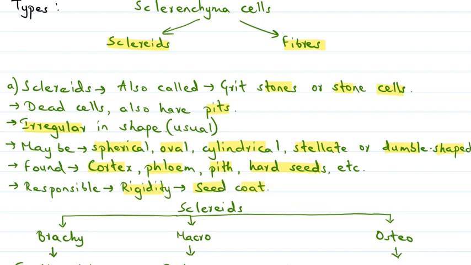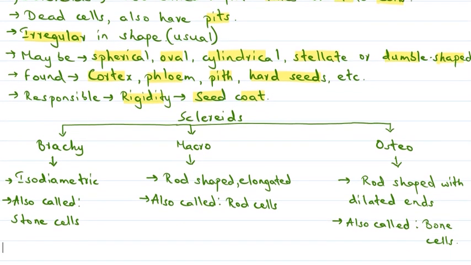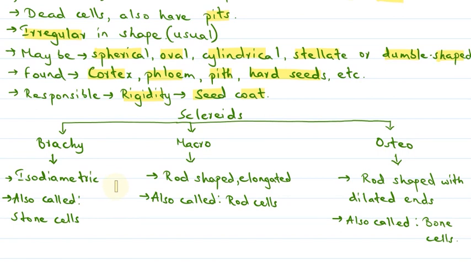Then we further studied that these sclerites can again be divided into three types, and this division is based on the shape of the sclerite cells. The three types of sclerites are brachysclereids, macrosclereids and osteosclereids. Brachysclereids have isodiametric shape and they are also called stone cells. Then macrosclereids have elongated rod shaped cells and they are also called rod cells. Then the osteosclereids have rod shape with dilated ends and they are also known as bone cells.